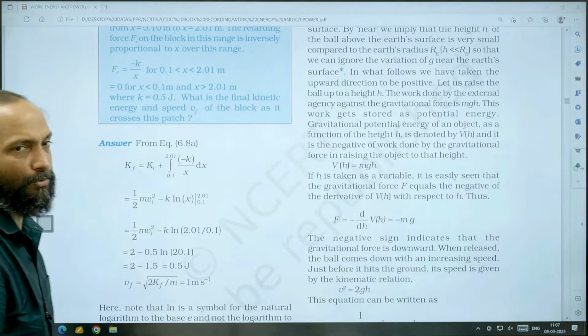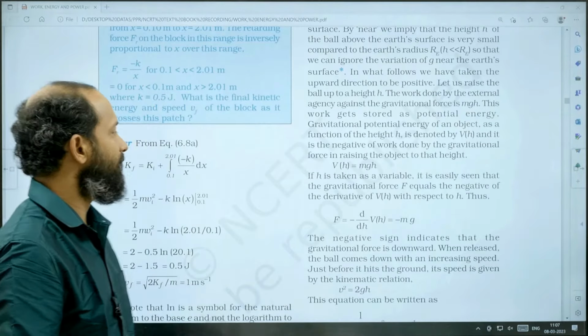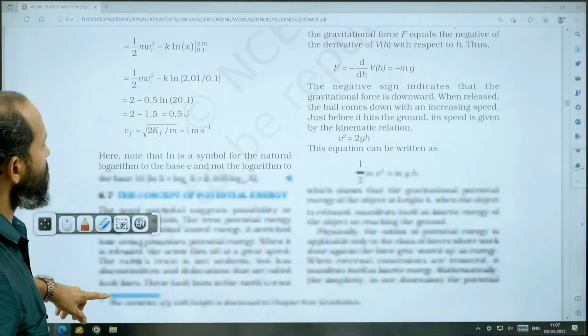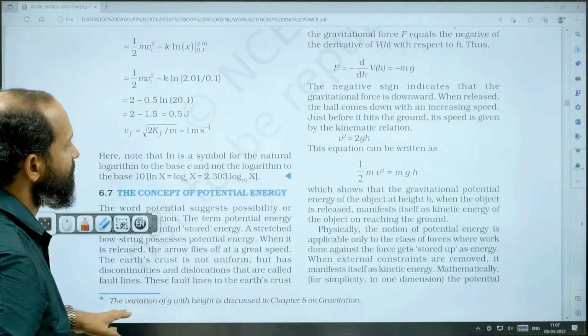So here we have used the work energy theorem for variable forces. Like this, you can practice every solved example. All this we have discussed.